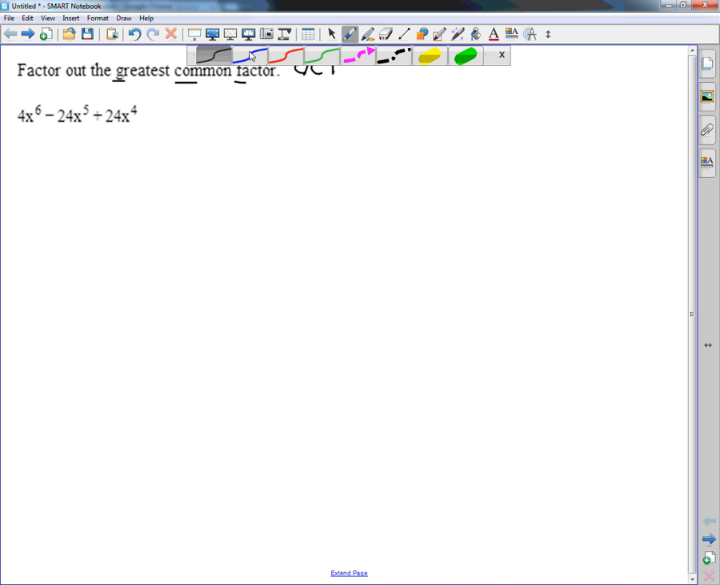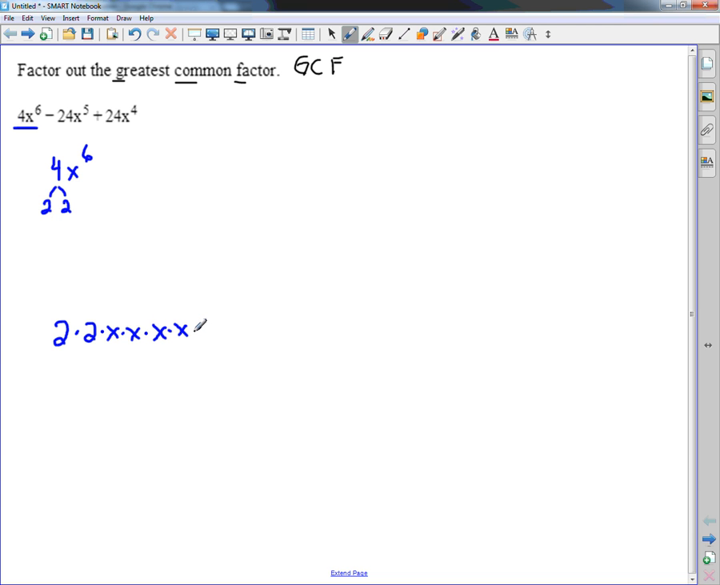So let's start by looking at each term. In the first term, I have 4x to the 6. Well, 4 is 2 times 2, so this is going to break down into 2 times 2. And then I have 6 x's, because of the x to the 6. Okay, so that's my first term.